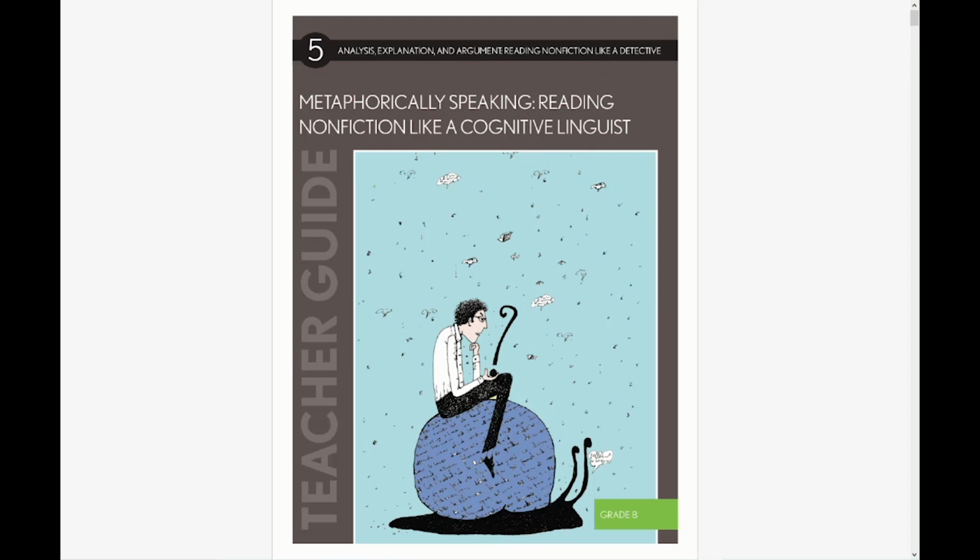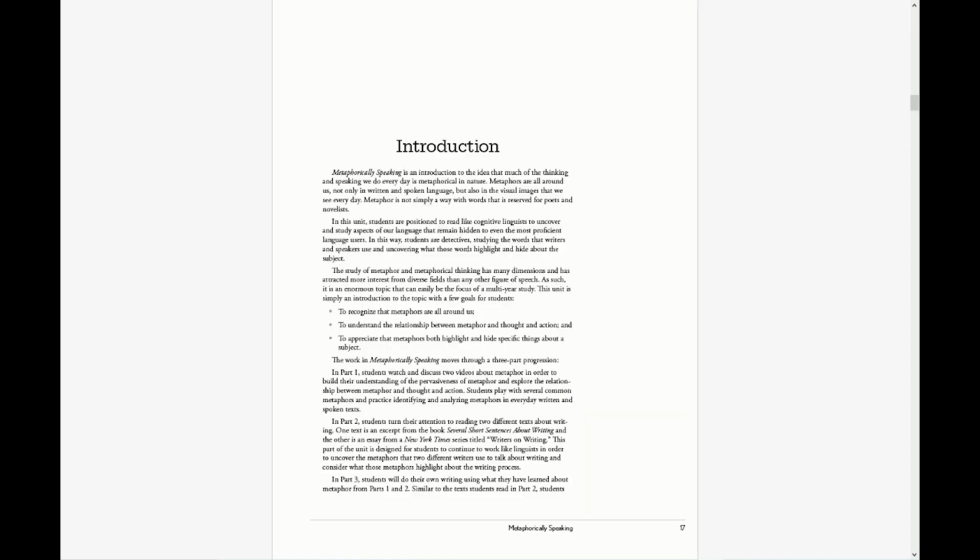Unit 5 in 8th grade is, metaphorically speaking, reading nonfiction like a cognitive linguist. Now, in 6th and 7th grade, students would have gone through units called Reading Like a Detective, and we take a different approach in this unit as we get to think about language and how it works and how it affects the ways we see the world around us.